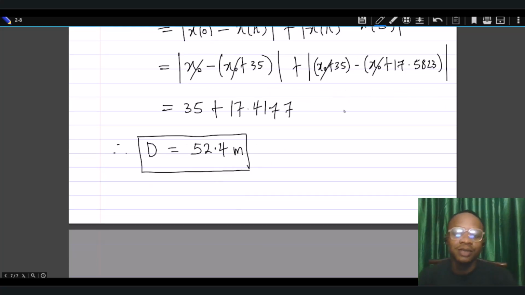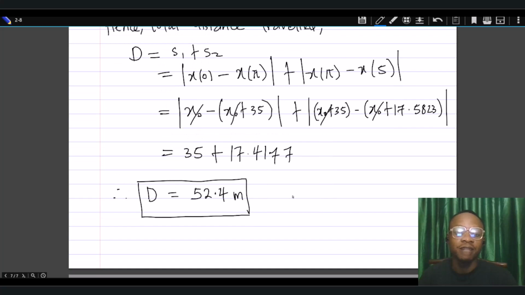So that concludes our analysis on this problem. We have the total distance traveled within the interval from 0 to 5. So that is the general approach. We find out the turning point. Anytime you hear total distance traveled, think of turning point. Is there a turning point within the interval of interest?